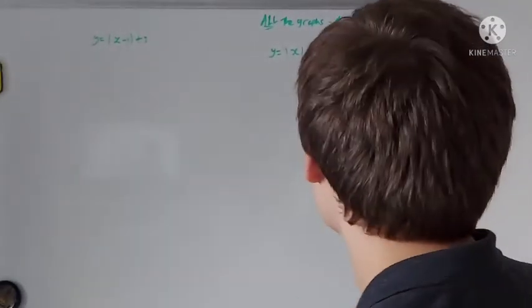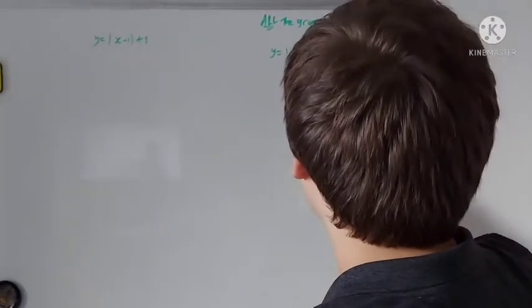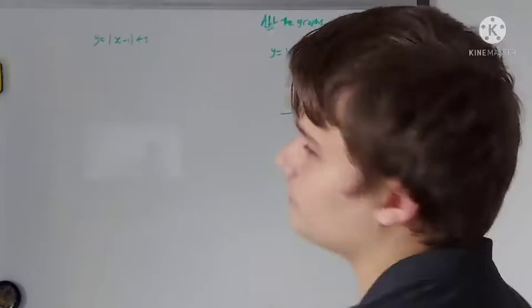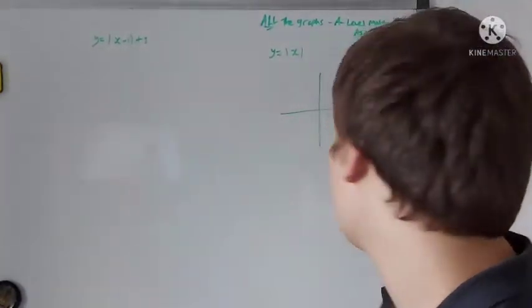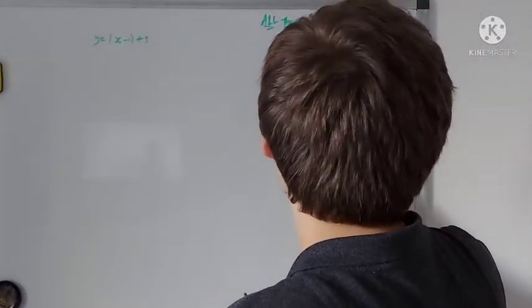This is kind of contradictory to what I just said a moment ago, but y equals mod x, the modulus graph for mod x, well, it can't exist below 0 because if it goes to 0 it goes back up again. So you kind of get this V shape going on.